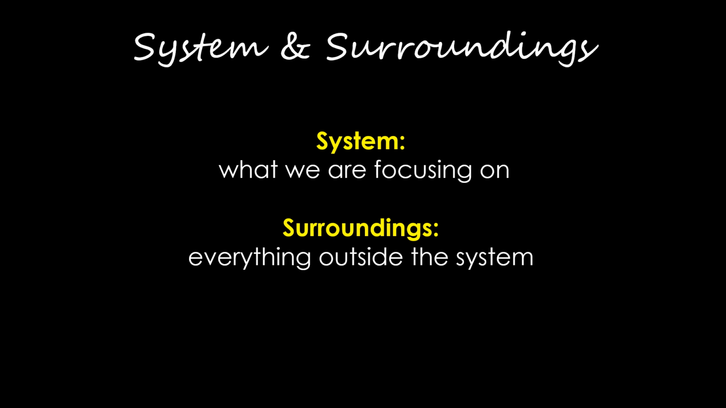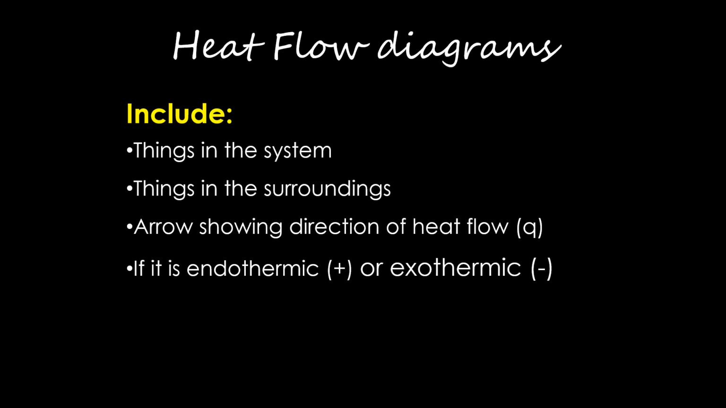And we defined those things to help us figure out which way heat is flowing, because it can depend on that perspective. So we create what's called a heat flow diagram to help us with this and help us define if something is endo or exothermic. So what we're going to include in our diagram is what objects or substances are in the system, what objects or substances are in the surroundings, and then we're going to use arrows to show the direction of heat flow.